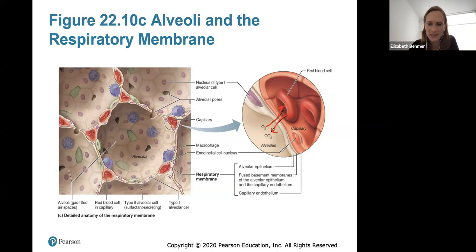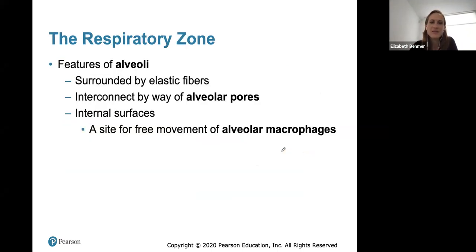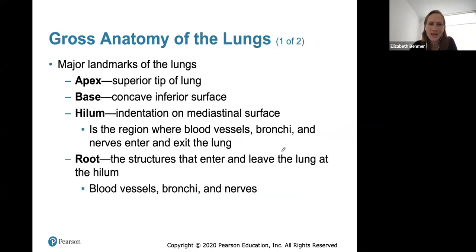exhale that carbon dioxide. The features of the alveoli: surrounded by elastic fibers, interconnected by alveolar pores. The major landmarks of the lung, you should know the apex, the base, and the hilum and the root.